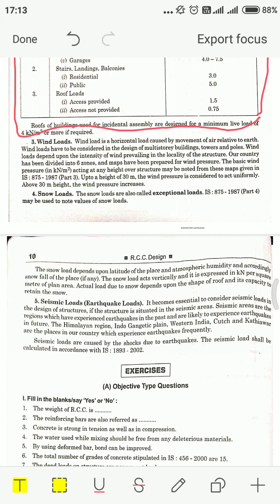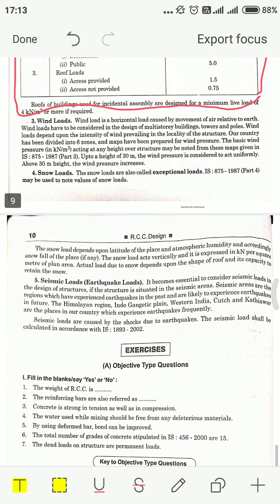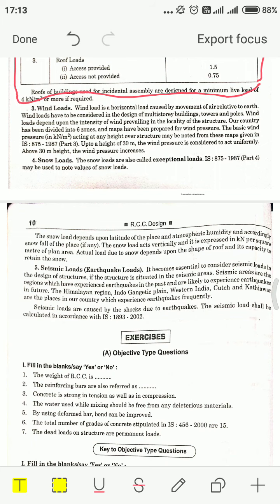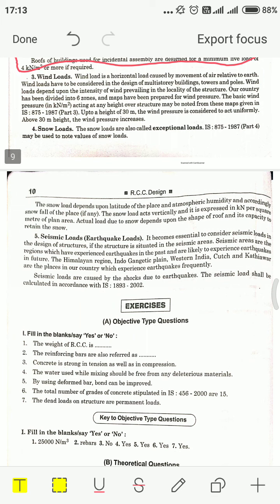The snow load depends upon the latitude of the place, atmospheric humidity. Accordingly, snowfall of the place, the snow load acts vertically and it's expressed in the kilonewton per square meter. On the plain area, actual load due to the snow depends upon the shape of the roof and its capacity to retain the snow. And the next is the seismic load.